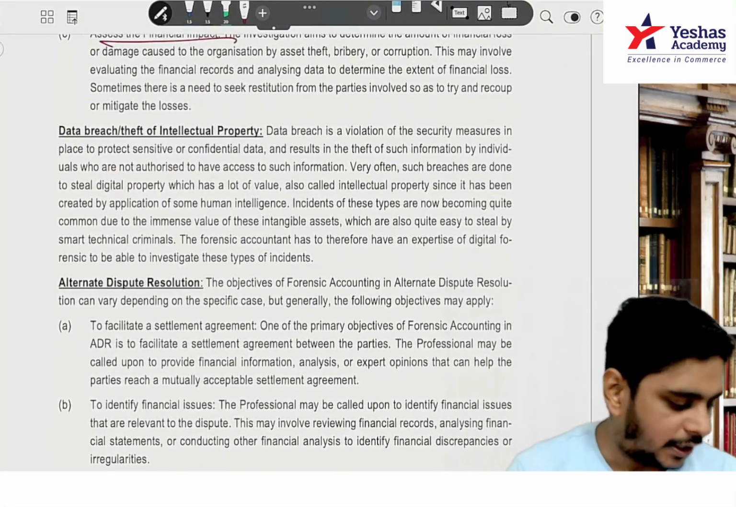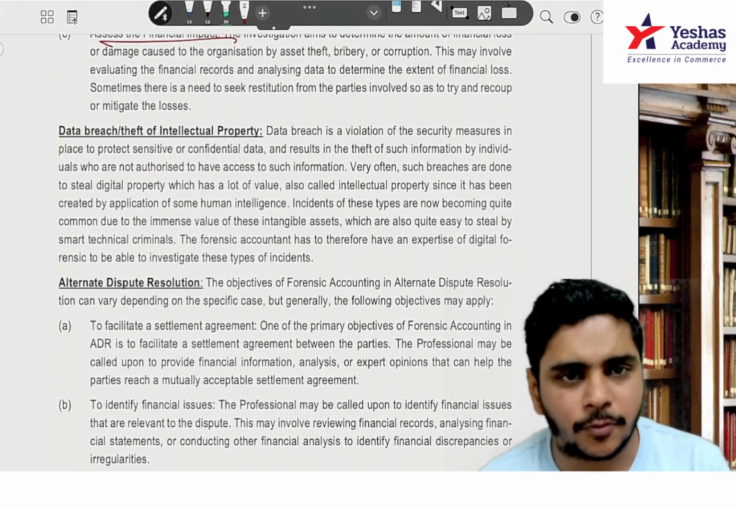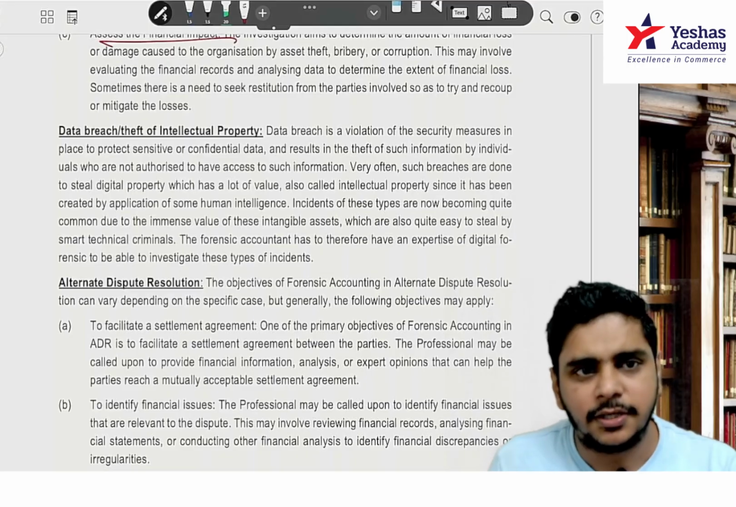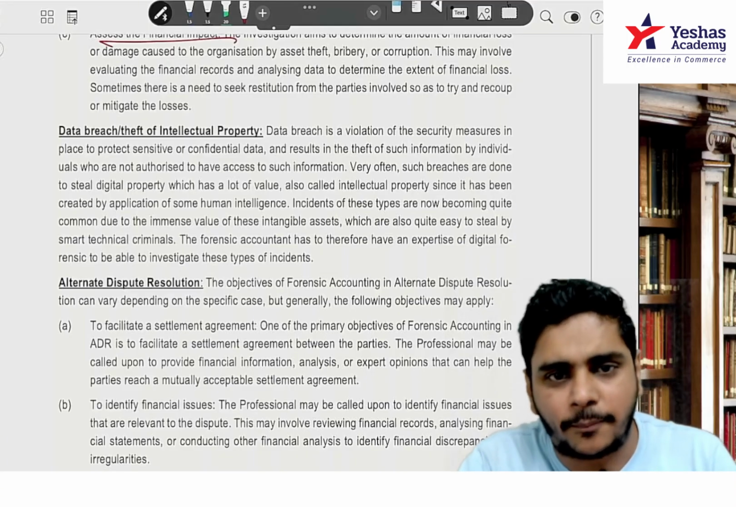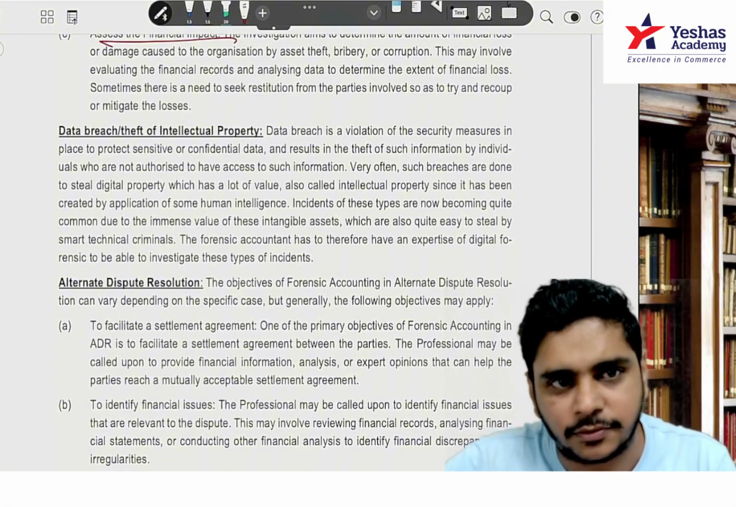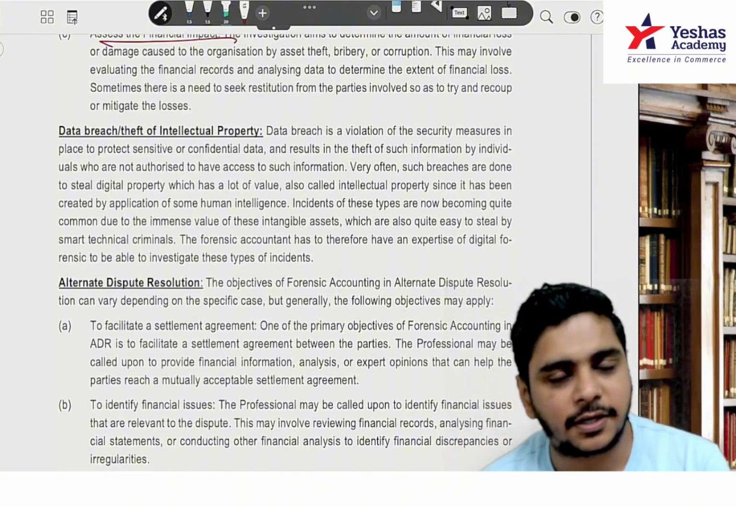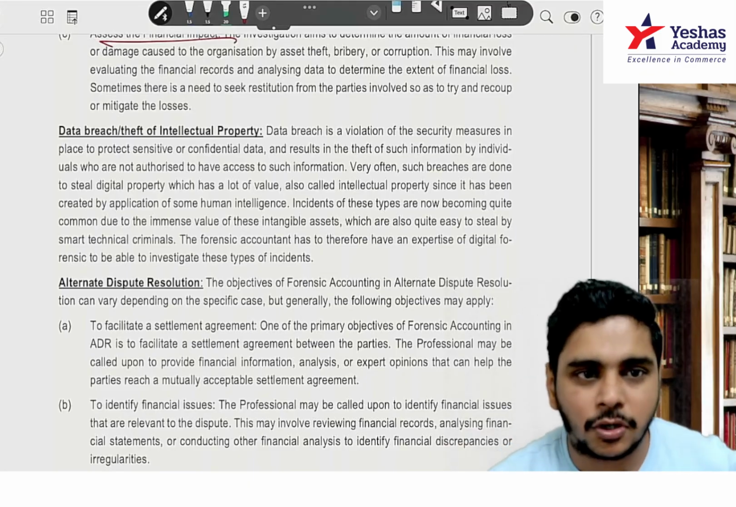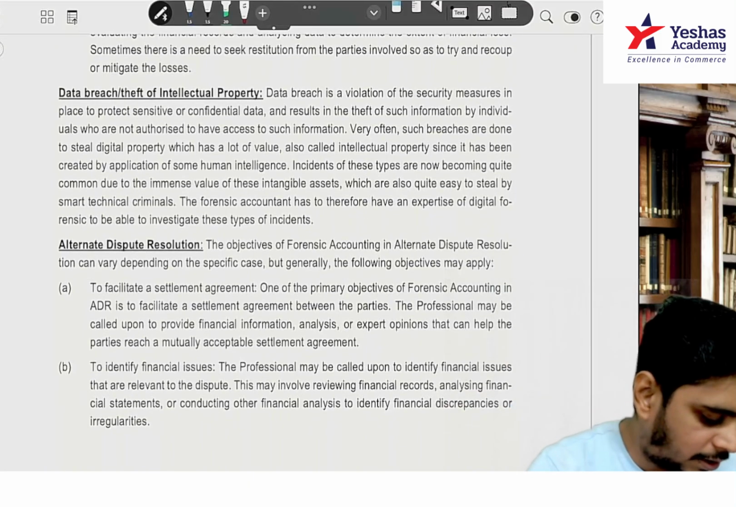Then data theft, breach, theft of intellectual property. Here also the investigator will come and do the checking. Imagine some patent, trademark or copyright has been stolen, or some data has been stolen. The forensic professional will come and check. So this was the investigation part. Accounting is done, investigation is done. L was litigation.